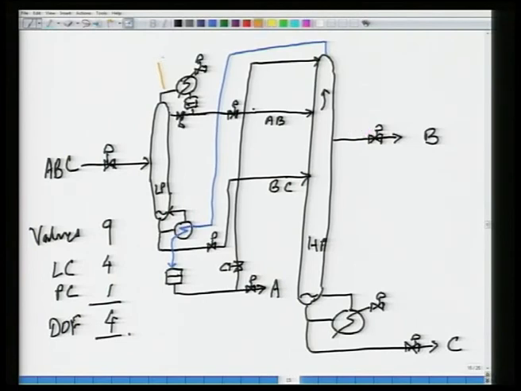about. So, if I start drawing my level and pressure controllers, well, PC here is in this way. Level control, the most obvious thing to do is this. Level control here, again the most obvious thing to do is this. Level control of this reflux drum, well, the most obvious thing to do is control it using this valve.